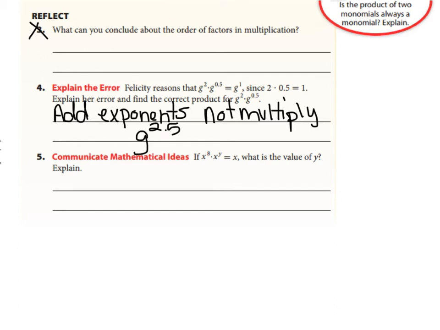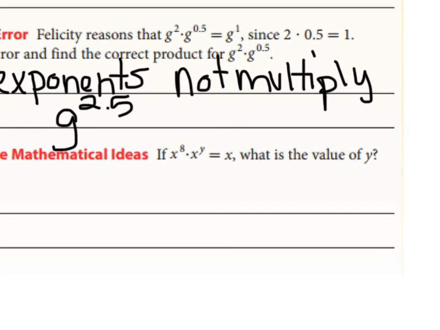Number 5, remember that this x over here has an invisible exponent of 1. So what number plus 8 will give you a 1? And that answer is negative 7, because 8 plus negative 7 is a positive 1.